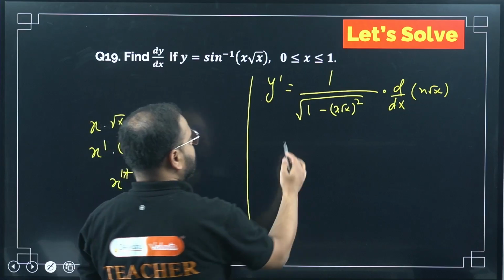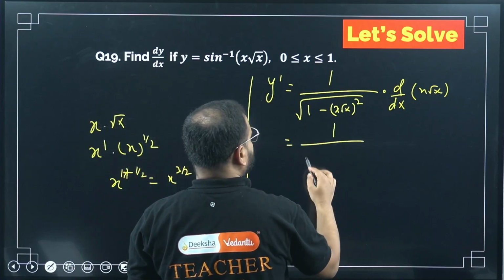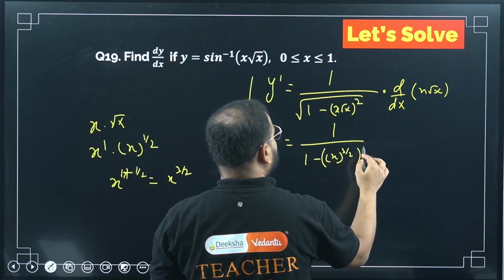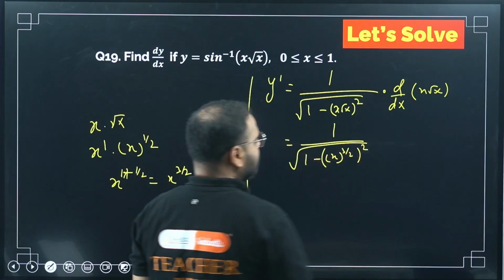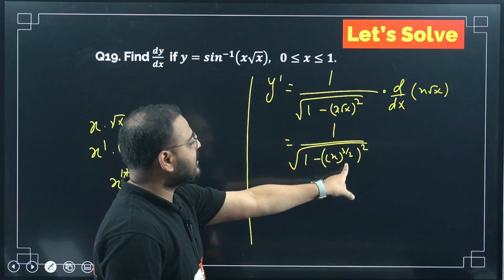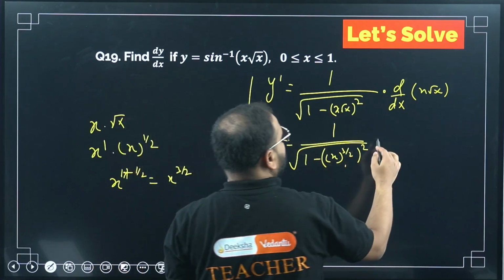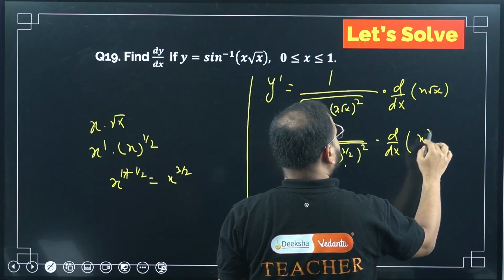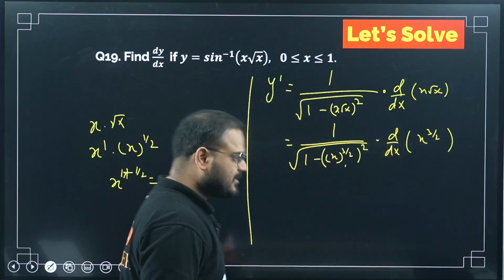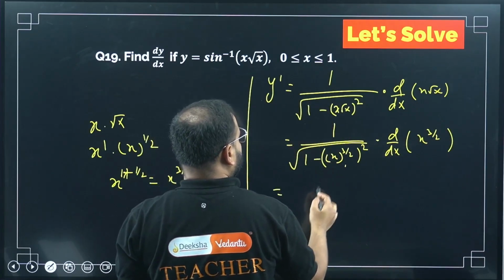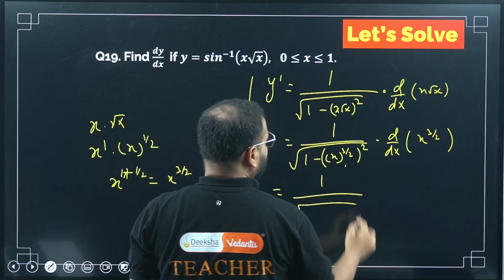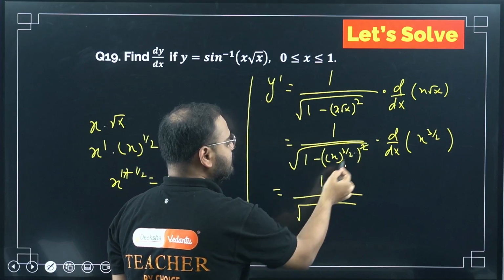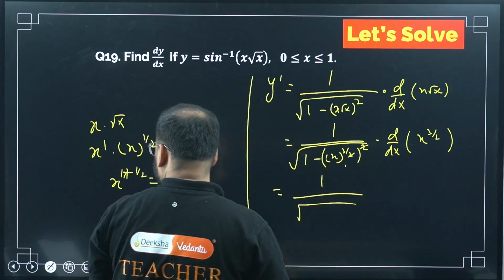Now please check here. 1 upon root of 1 minus x power 3 by 2 to the power 2. Correct, right? Same thing is there. 3 by 2 to the power 2 times x to the power 3 by 2. I'll write it like this also. Yes. Please check now. This will be simply what? 3 by 2 and 2 I can multiply, so 2 and 2 will get cancelled.